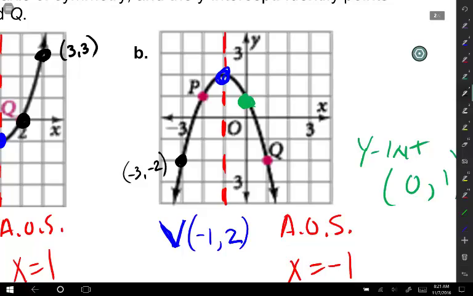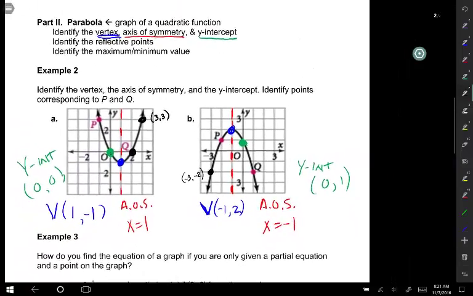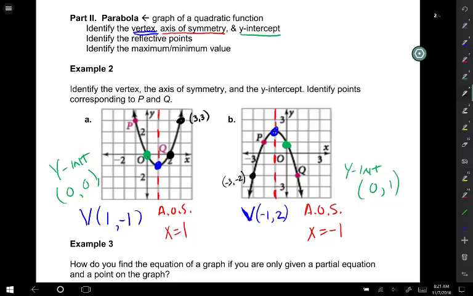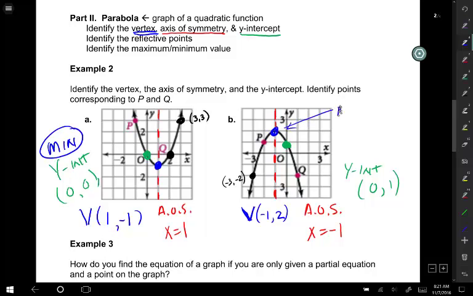Now, a little sidebar that I did not teach you before. We're actually going to do it. Let's talk about max and min before we finish. Does this first graph A, the vertex, is it a high point or a low point? This green point, or this blue point down here. That's a low point, isn't it? So this vertex would be called a min. And this vertex is a high point, so that vertex is a max.